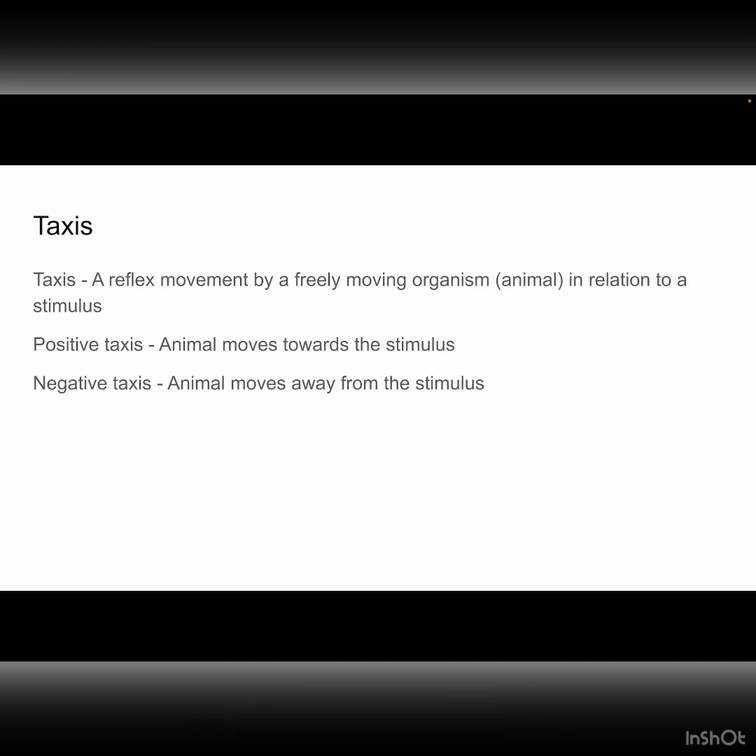So, you know how tropism applies to plants? Well, taxis is pretty much the same thing, but it applies to animals. Similar to tropism, taxis is defined as a reflexive movement by a freely moving organism, in this case animals, in relation to a stimulus. Just like tropisms, there are positive and negative taxis. Positive taxis go towards a stimulus and negative taxis move away.